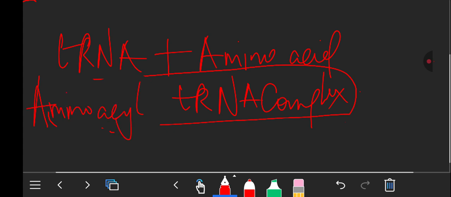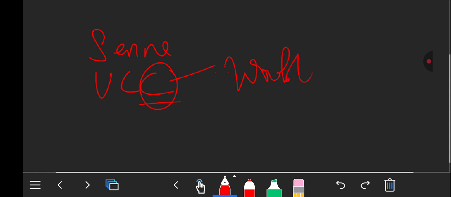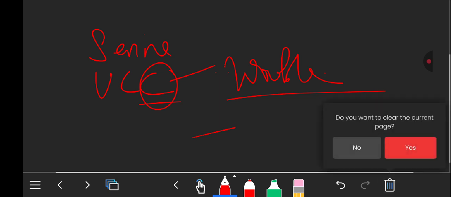Then tRNA complex. Okay, but when you're talking about serine, it can be brought by different codons. For example, the UCC. So we just consider the third position. At the third position, serine can be brought by different codons which just differ at the third position. So for that reason, that third position is called the wobble, because it can be brought by different codons which just differ at just one position.